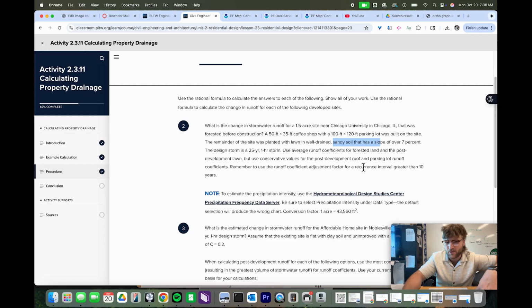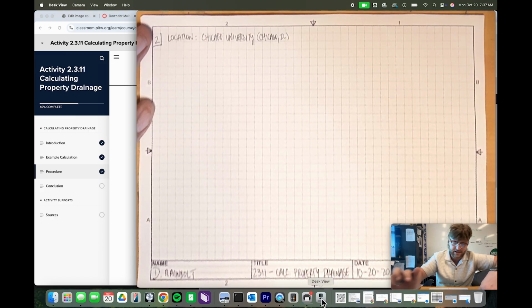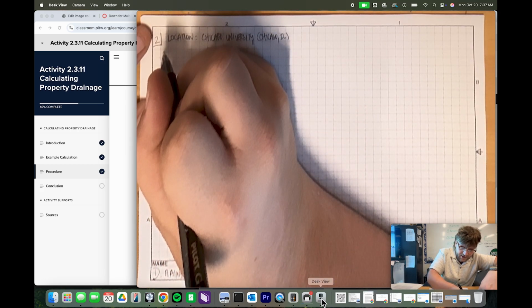The design storm is a 25-year, 1-hour storm. And they want us to use the average runoff coefficients for the forested land and the post-development lawn, but use conservative values for the post-development roof and parking lot runoff coefficient. So if it's the conservative values, we want to use that upper range there. And remember to use the runoff coefficient adjustment factor for a recurrence interval greater than 10 years. So we have the 25-year storm. So let's start off with this. So we'll put in the documentation CF.